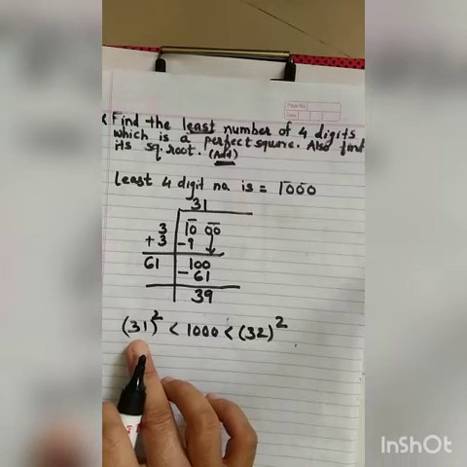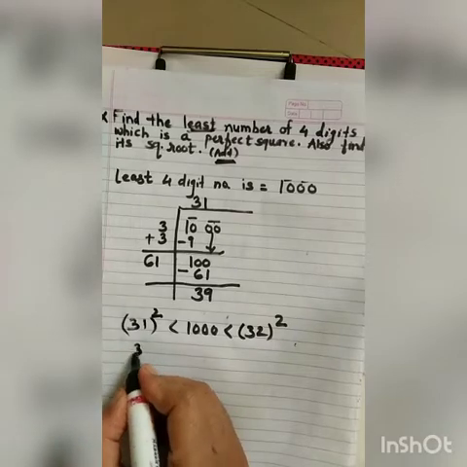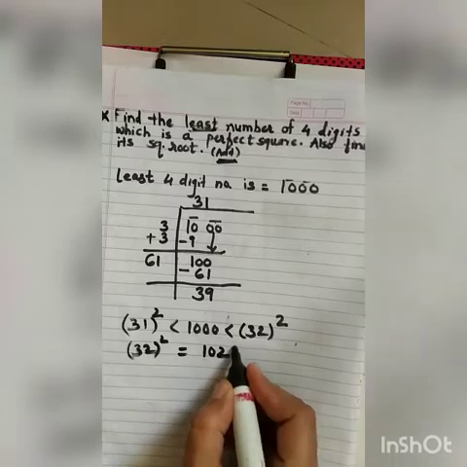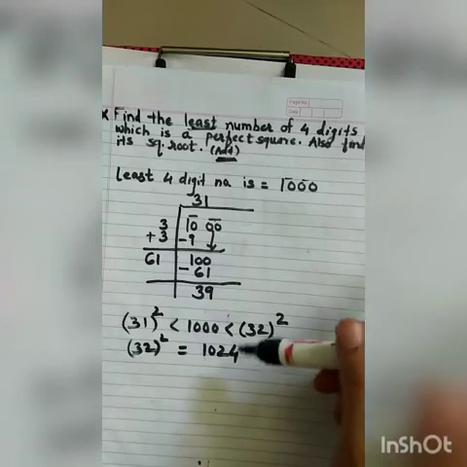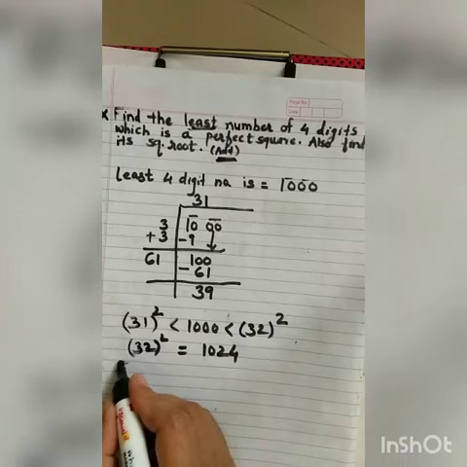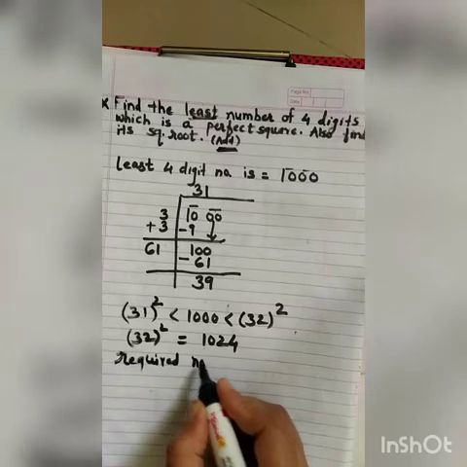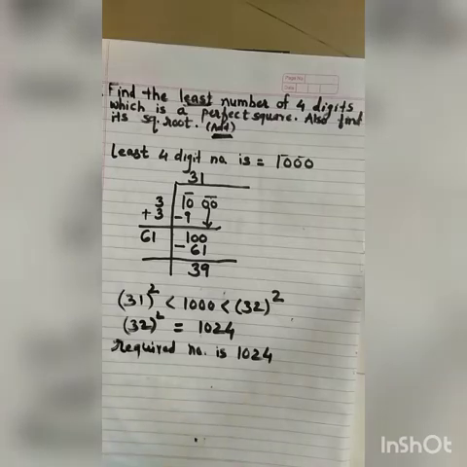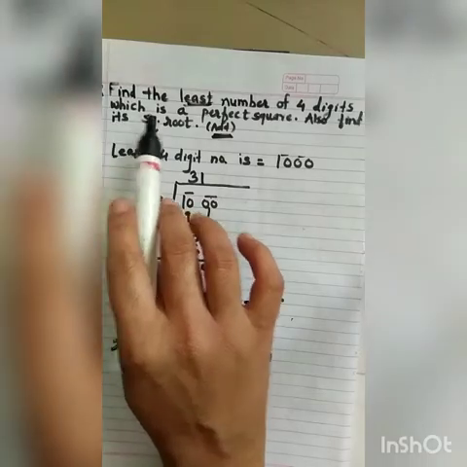It is greater than the square of 31, so we cannot choose 31, we have to choose 32. Now the square of 32 is equal to 1024. So that is our required number, which is the least 4-digit perfect square number. Therefore the required number is 1024.